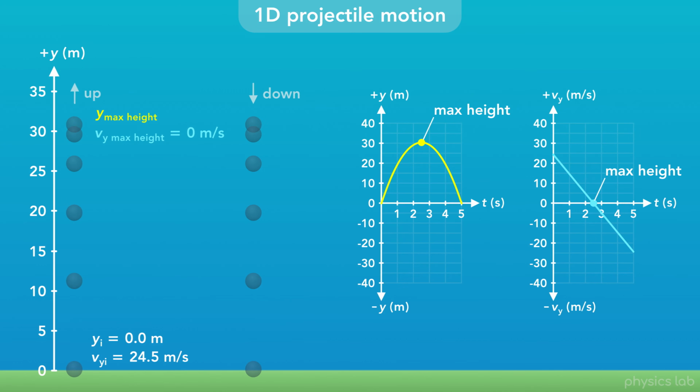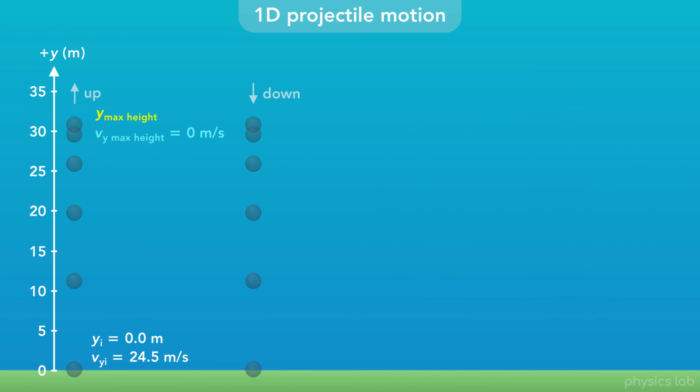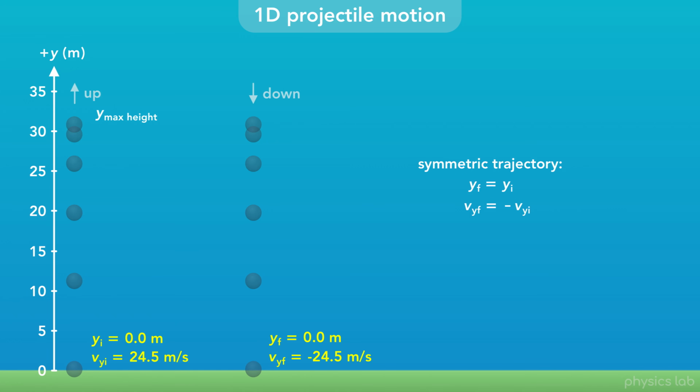If an object moves up and then down during its motion, the y velocity is 0 at the maximum height. And we can use that value and this equation to find the maximum height. If the initial and final heights are the same, the trajectory is symmetric. This means that the final y velocity is the same as the initial y velocity, but it has the opposite sign. This also means that the time it takes to reach the maximum height is half of the total time.